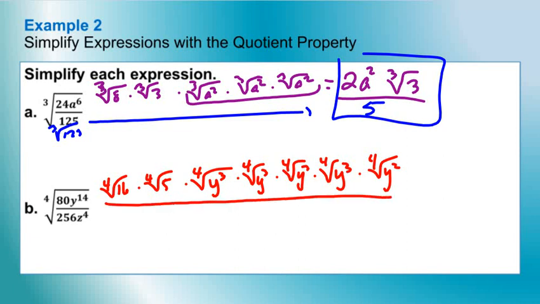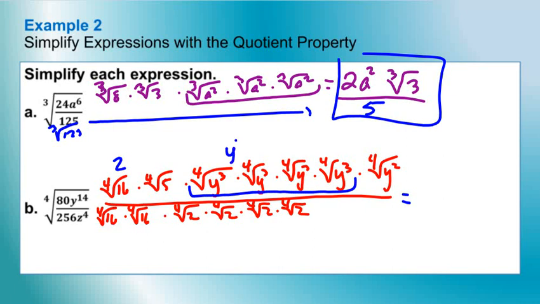My denominator, 256, I can divide that by, see if we did divide that by 16, this would give us the fourth root of 16 times the fourth root of 16. And then we have the fourth roots of z times the fourth root of z times the fourth root of z times the fourth root of z. Now if I simplify this, my numerator, this is 2, 1, 2, 3, 4. This gives me y cubed.